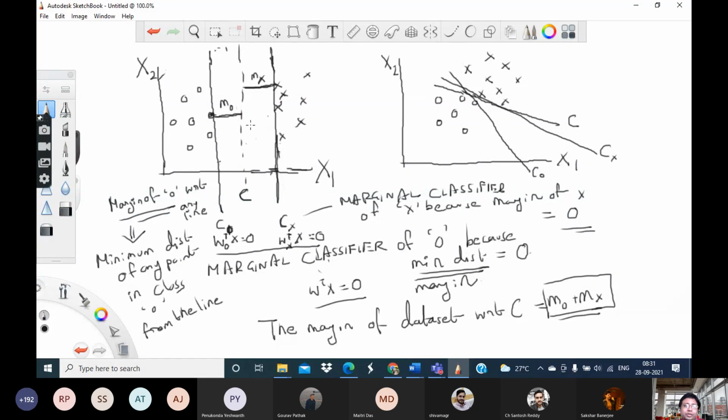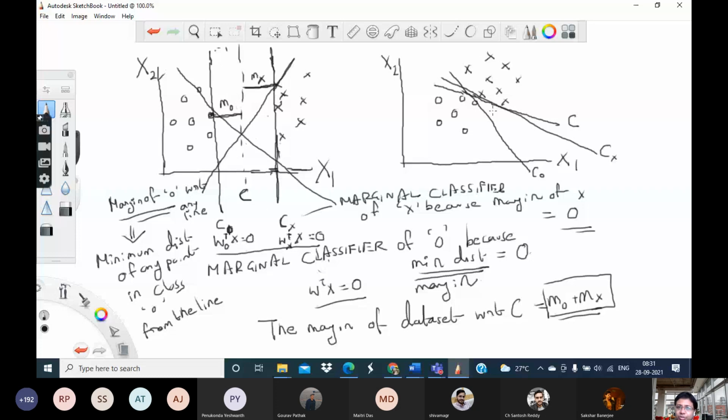Now, one thing you should note here is that the marginal classifiers are not unique. There are many lines which can act as marginal classifiers. For example, this is one marginal classifier for the C circle class. This is another one. And then again, this is another marginal classifier for the cross class. So the marginal classifiers are not unique.